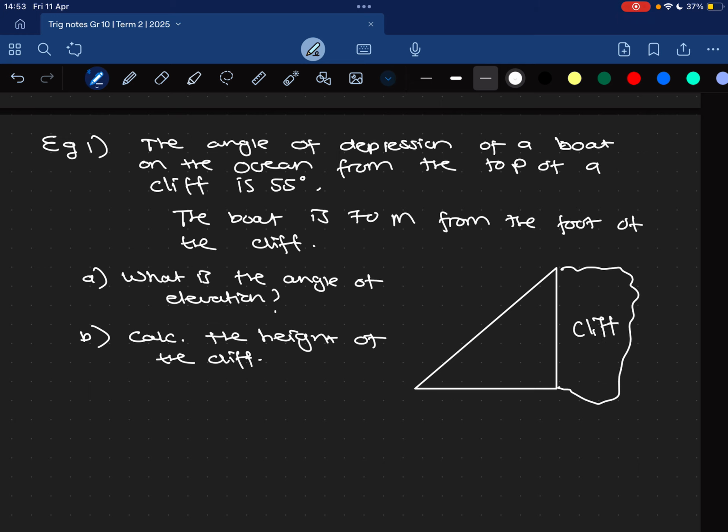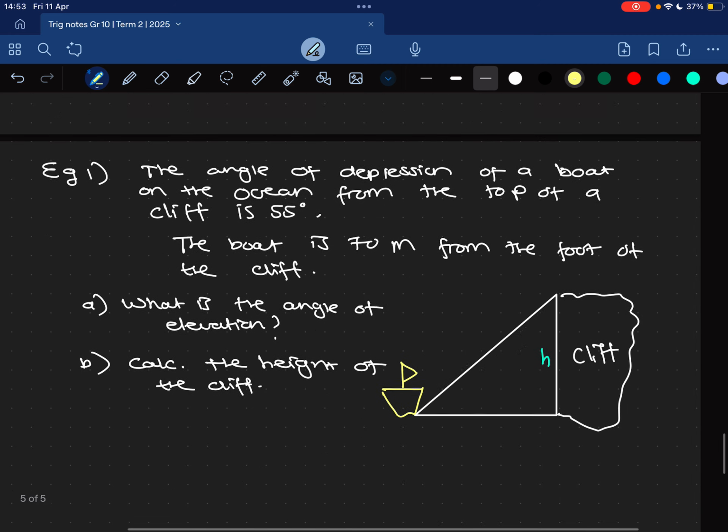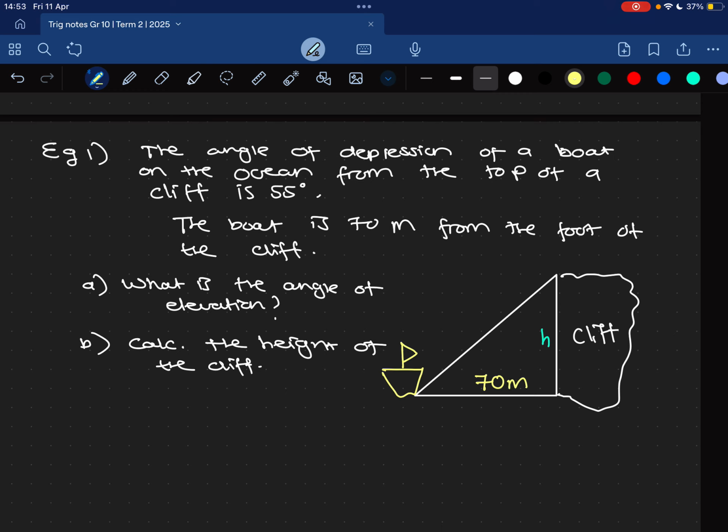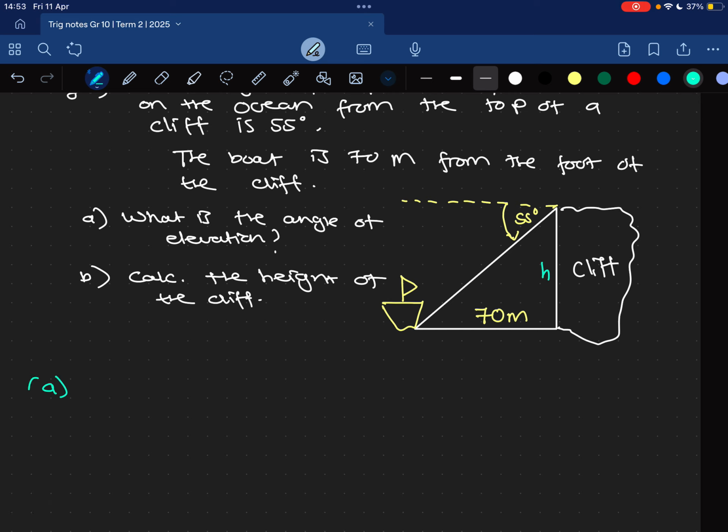So here's the cliff, okay, which is going to have a height of h. Okay, your boat is here. And they told you that it is 70 meters away from the foot of the cliff and that the angle of depression is going to be 55 degrees. So in order for us to find the angle of elevation now, the angle of elevation I can see is here, so I'm going to call it theta.